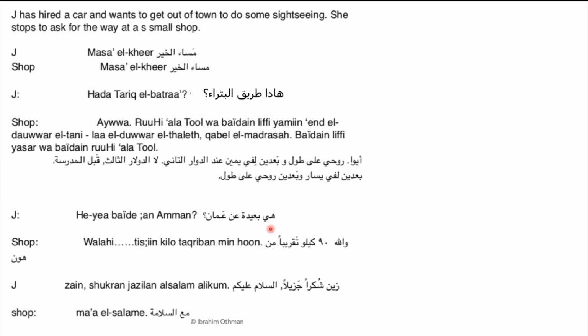Then Jay says, هي بعيدة عن عمان? Is Petra far from Amman? And he says, والله 90 كيلو تقريبا من هون. So what he says, honestly, it's approximately 90 kilometers from here. So that's asking for the distance.